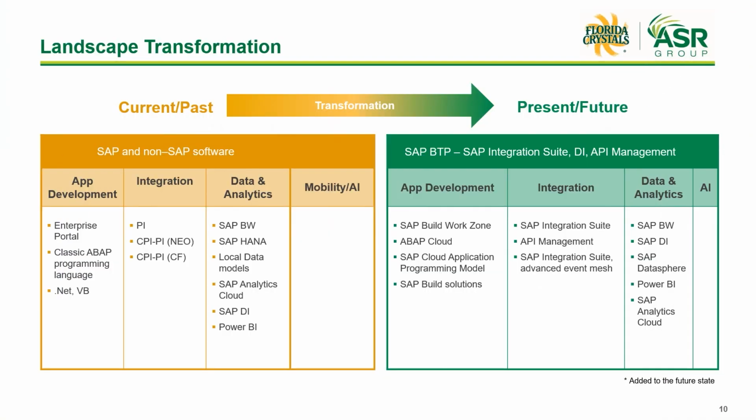Moving into the next stage, to give you an idea of what the landscape transformation looks like at Florida Crystals: today you could see current or past, present or future, the way it goes. I have put together the categories, similar to what SAP recommends: app development, integration, data and analytics, and AI. Where we were, or where we are to some degree: enterprise portal and the ABAP programming language, which we still use. It's a classic nature where you build BAPIs and so forth.